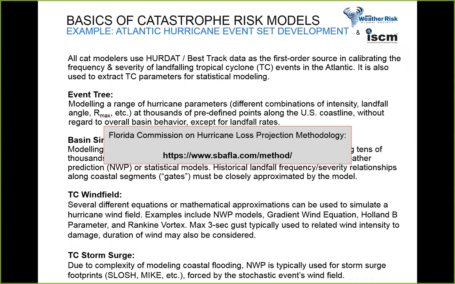Now, as I said, I can't really get into full detail on how meteorological CAT models are built. However, the state of Florida requires all the model vendors that write residential business in Florida, or that want to be approved for rate making in Florida for homeowners insurance, to submit their models to rigorous testing by the state of Florida. And all this information is public domain and is available on their website. So if you're really curious about going into the nuts and bolts of how these event sets are developed, I would highly recommend that you go to this website.